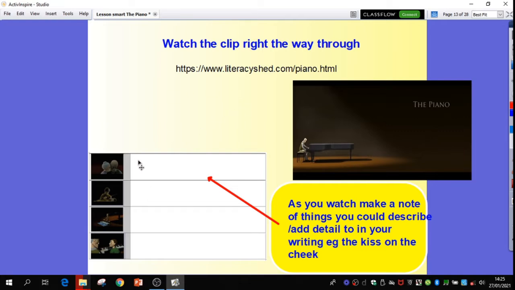So that's what I'd like you to do first, Year 6. So just watch the clip right the way through and complete this document. You might want to watch it more than once. That's up to you. So stop the video now, watch the clip of the piano, and then when you're ready, restart the lesson.